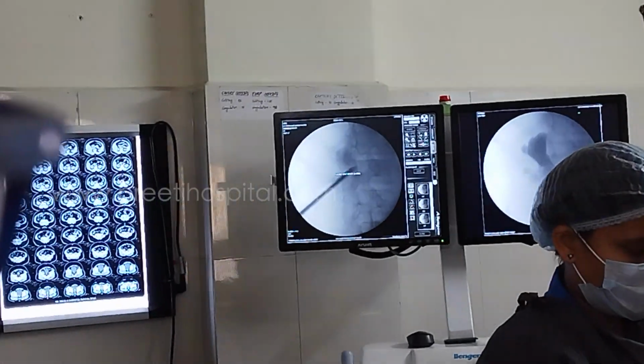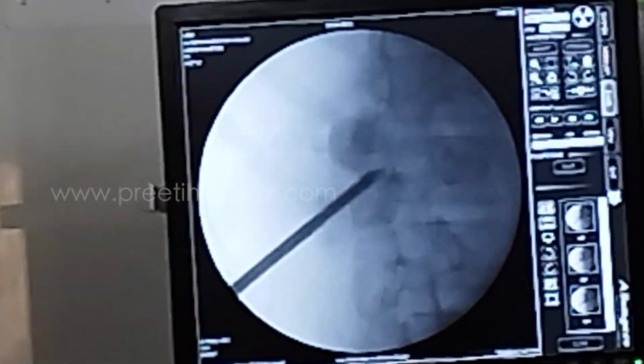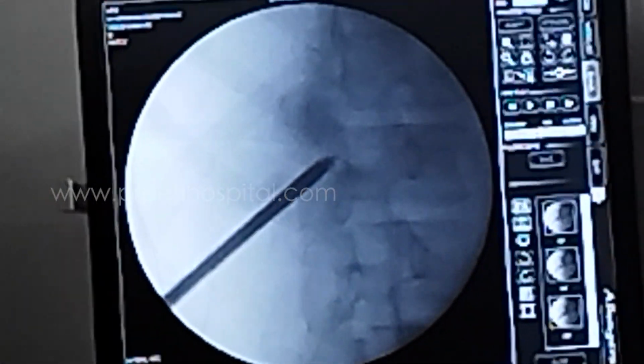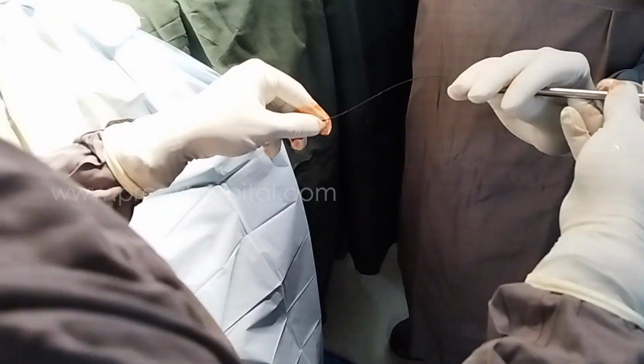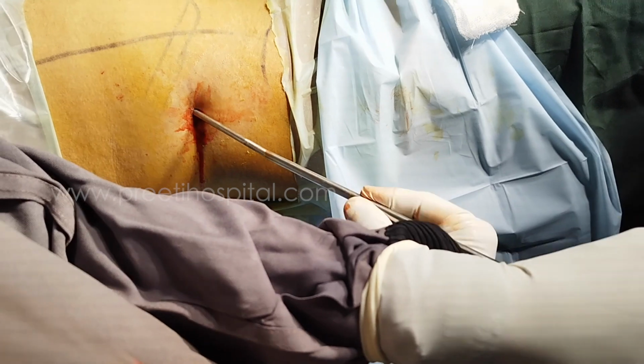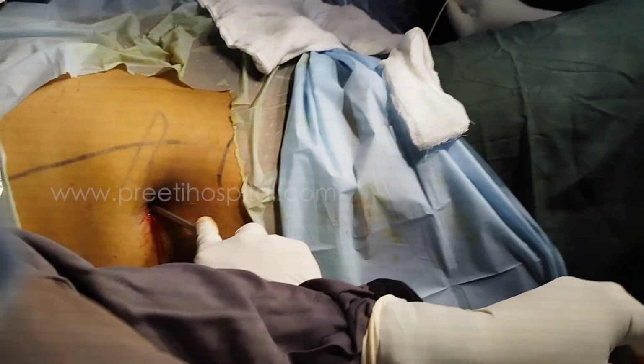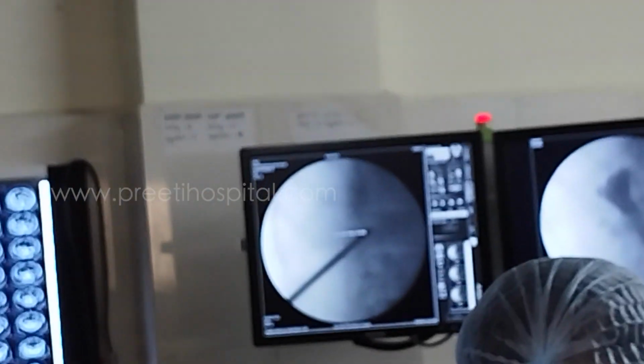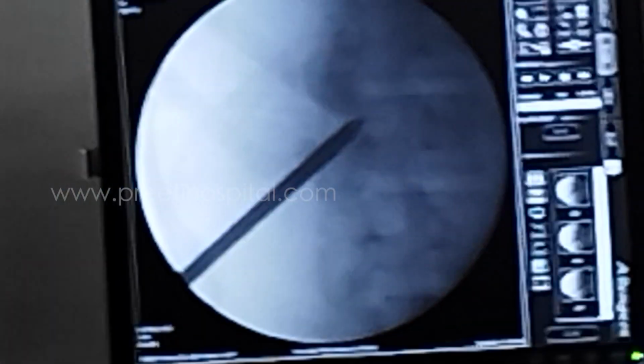22 French and 19 scope. See, here the rectus sheath is coming. While hitting the rectus sheath forcibly, like in laparoscopy, if you don't cut the rectus sheath and use only the port, the perforation will happen. You got the point? See, I am pulling back. You observe my hand. This I am pulling back, that I am going inside.